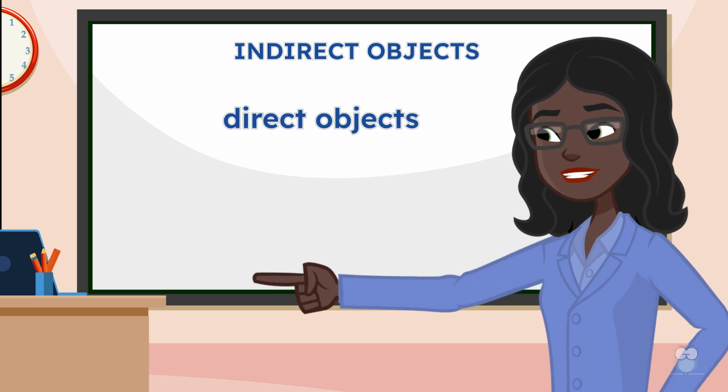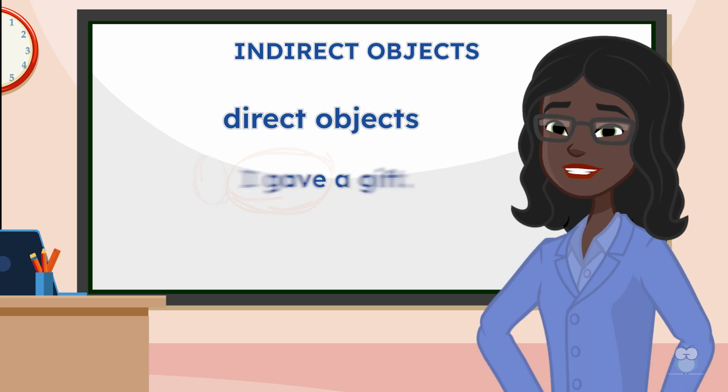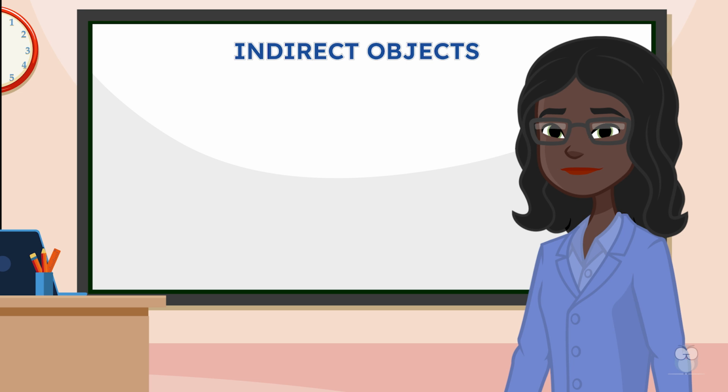Let's start with a regular sentence. I gave a gift. We have a subject, I, a verb, gave, and a direct object, a gift, because that's what was given. It receives the action of the verb. So far, so good with direct objects? Okay, now let's make it more specific.